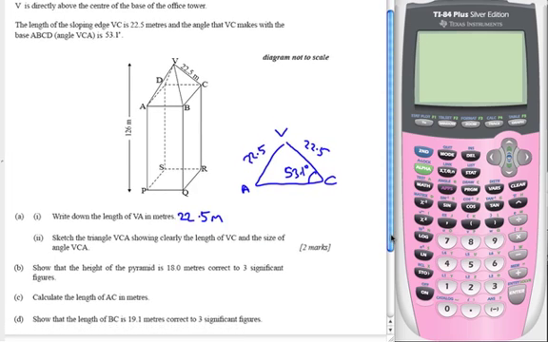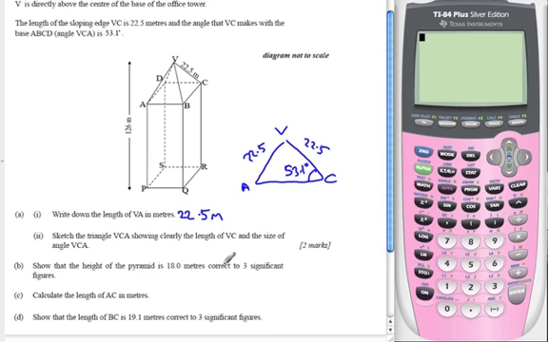What's next? Show that the height of the pyramid is 18 meters, correct to 3 significant figures. Well, this triangle here goes right through the middle. That's VCA. Okay, so the height up here is the same as the height of this triangle. So splitting this isosceles triangle in half, we're going to have a right angle triangle here, and I know the angle, I know the hypotenuse, and I need to work out the side that's opposite the angle. So I'm going to use opposite and hypotenuse.